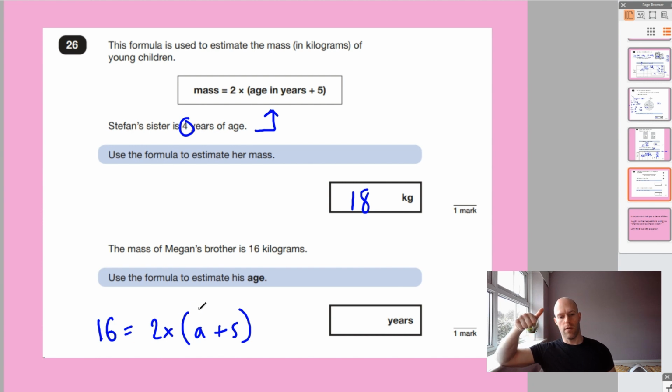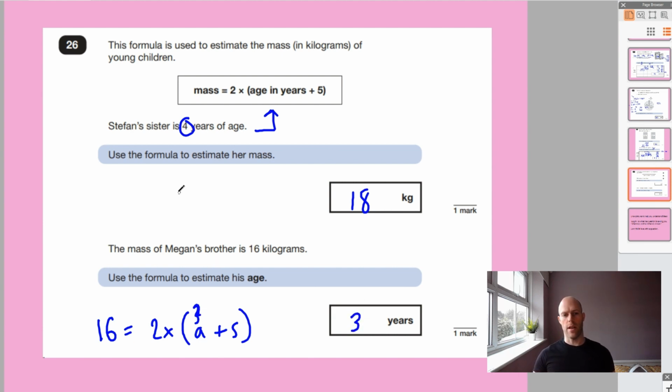So if I tried 1 in there, 1 add 5 is 6. Times by 2 is 12. So we're getting closer. What about if I put 2 in there? 2 add 5 is 7. Times by 2 is 14. Okay, we're on the right track. 3 in there. 3 add 5 is 8, times 2 is 16. So we've got to that there.